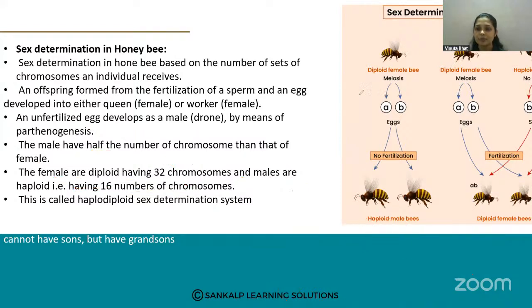Here you can understand this process. This is the diploid female. It will undergo meiosis and form eggs. If these eggs do not undergo fertilization, they develop into haploid males. The egg has 16 chromosomes and these males also have 16 chromosomes.